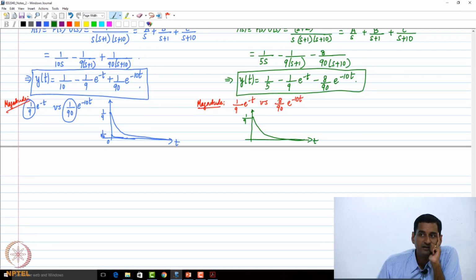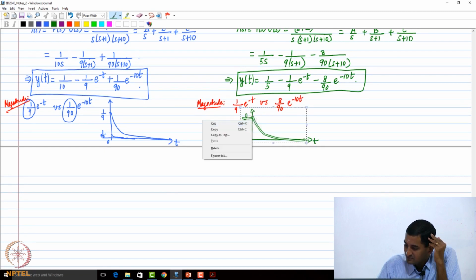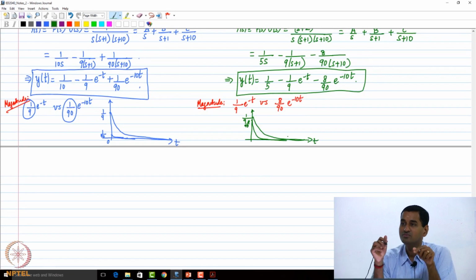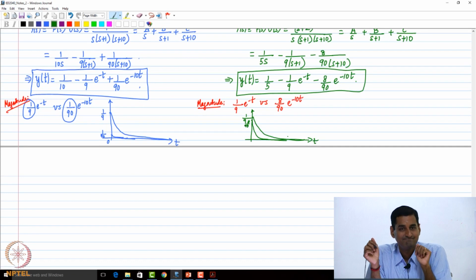See, essentially if you look at 1 by 9, I can write it as 10 by 90. So 8 by 90 is going to be slightly below 1 by 9. Yes, e power minus 10t is going to go faster to 0, but you can see that now the dominance of the minus 1 pole is reduced relatively. I'm sure all of us agree to that point, right?